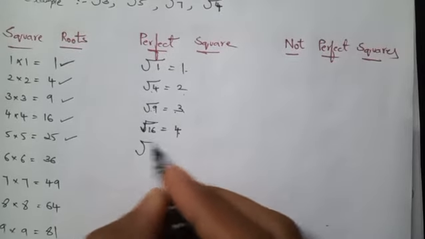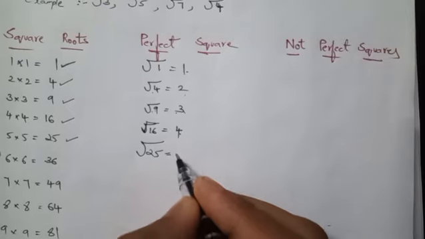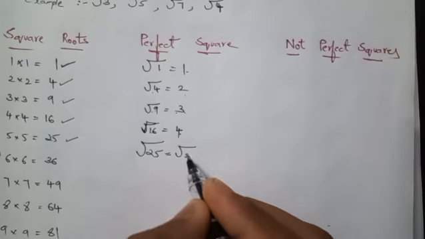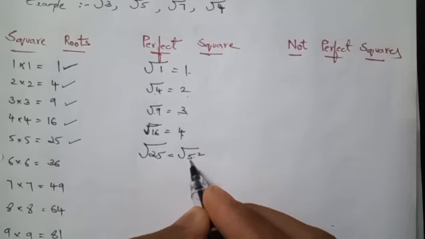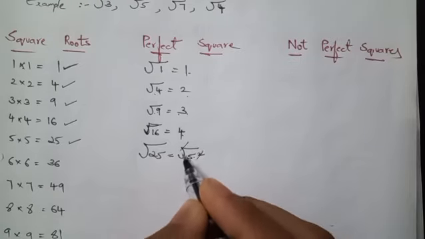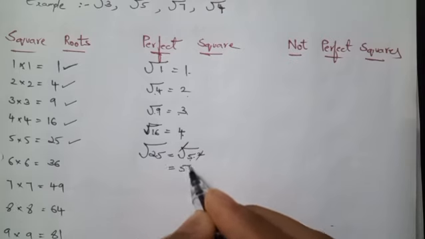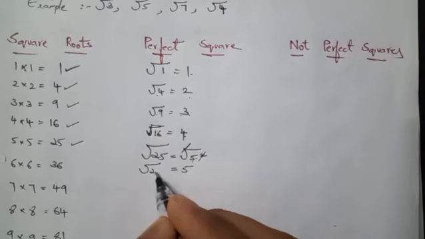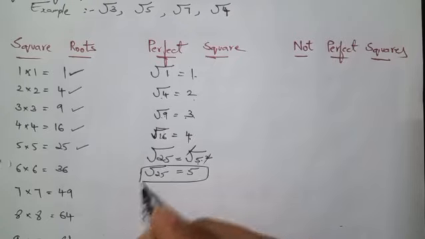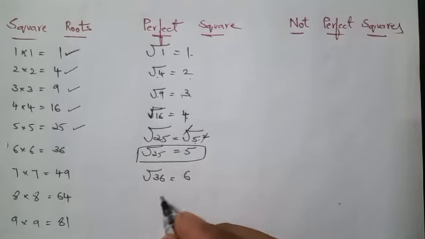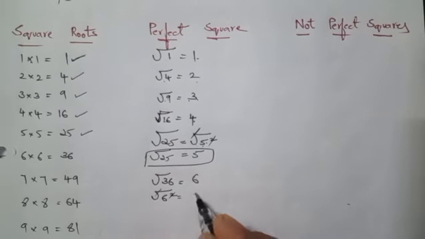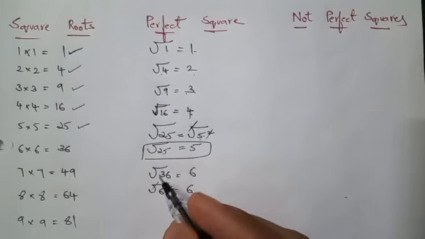How? See, I am taking root 25. Now, what is 5 square? 5 square is 25. That's why I am writing 5 square. Root 25 is equal to root of 5 square. The root and the square cancel, which results in 5. So root 25 is equal to 5. This is how. Root 36 is 6. How? Root 36 can be written as root of 6 square. The square root cancels, equal to 6. So root 36 is equal to 6.